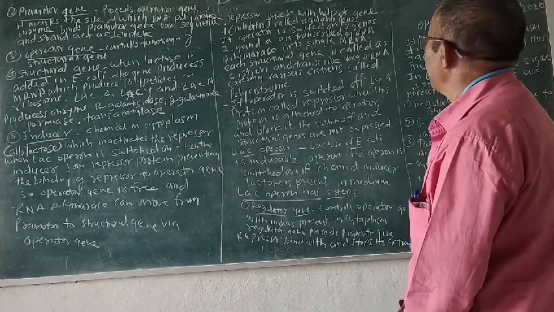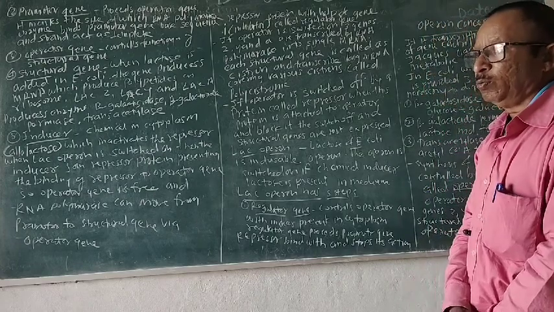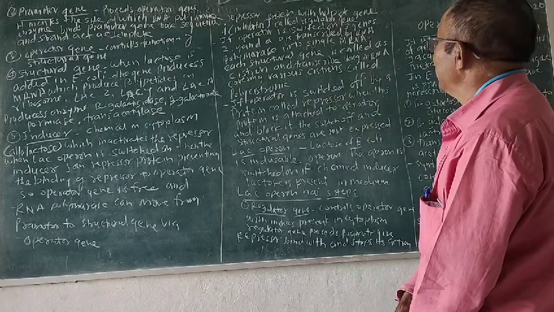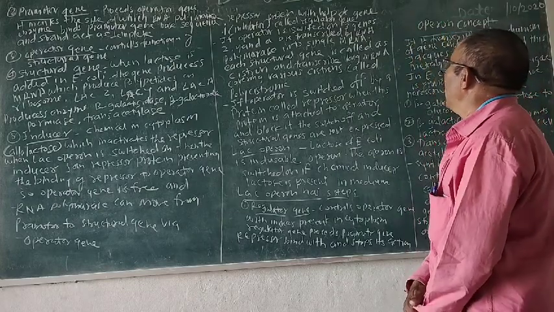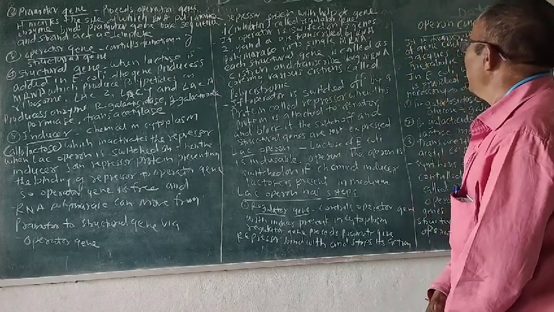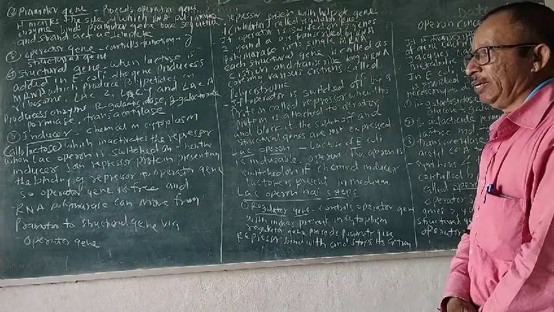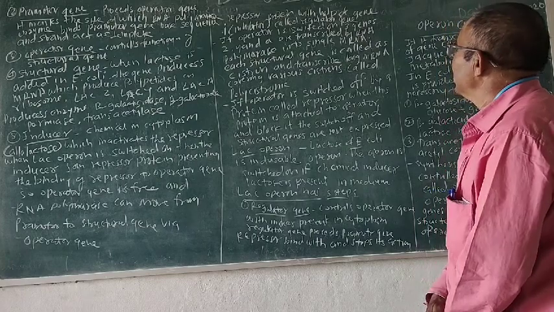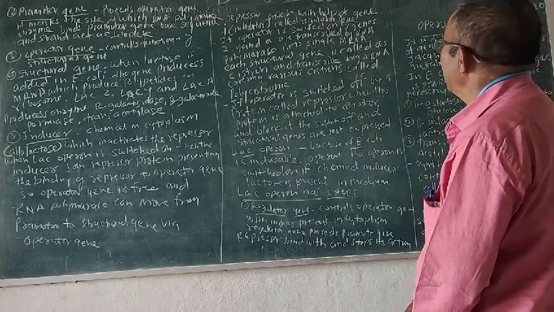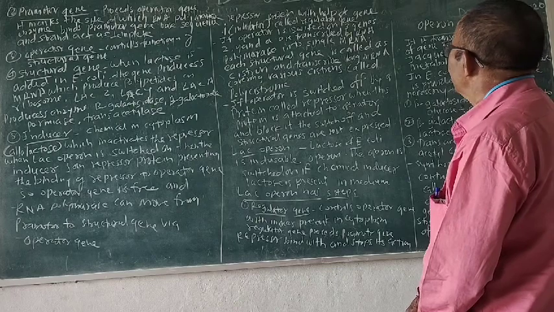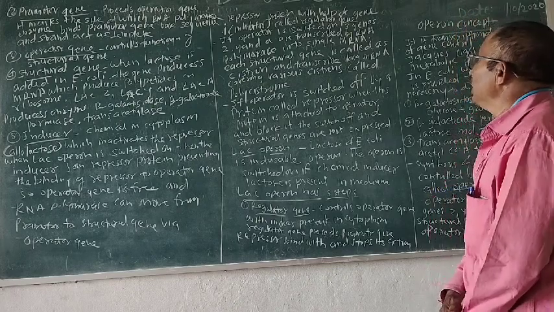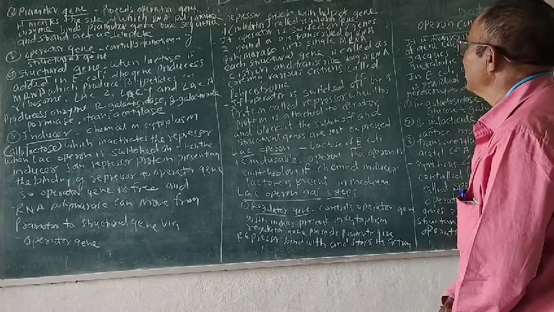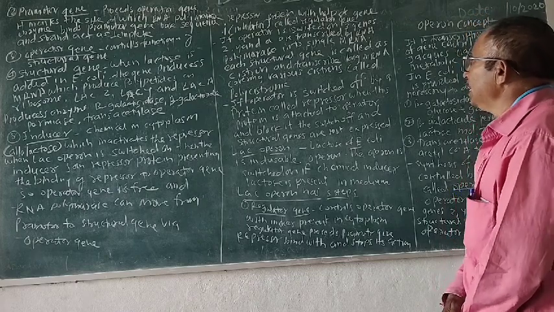If the operator is switched on, we have to learn two processes here. When the operator is switched on, the three genes Z, Y and A are transcribed by RNA polymerase into a single mRNA. So Z, Y and A are transcribed by RNA polymerase into a single mRNA.